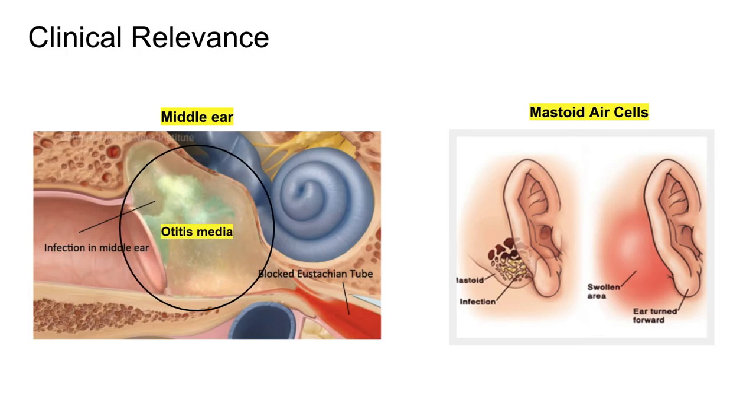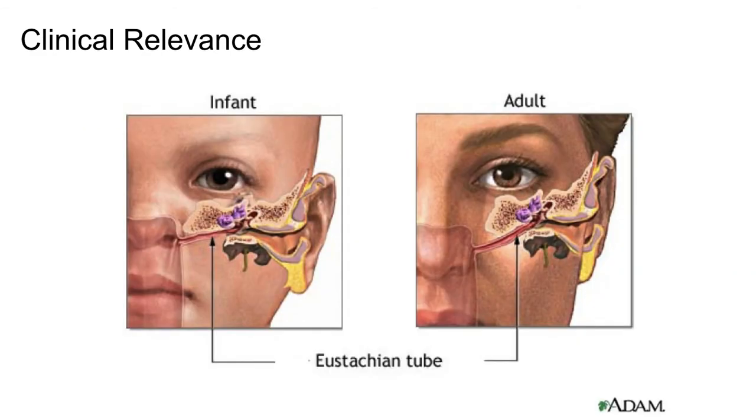If left untreated, middle ear infections can spread to the mastoid air cells within the mastoid process and develop into mastoiditis. In young children, the eustachian tube is shorter, straighter, and narrower than in adults, which is why it is easier for fluid or secretions to get trapped in their middle ear and make them more susceptible to middle ear infections.